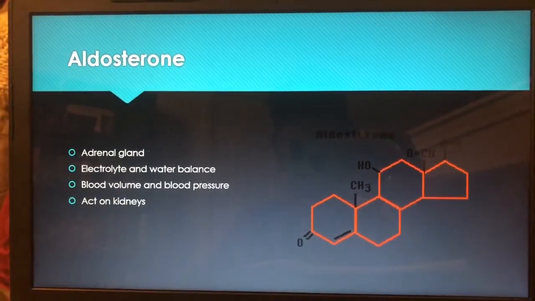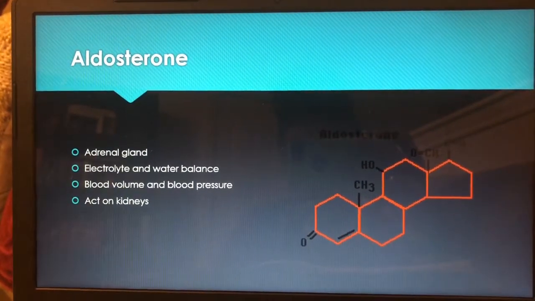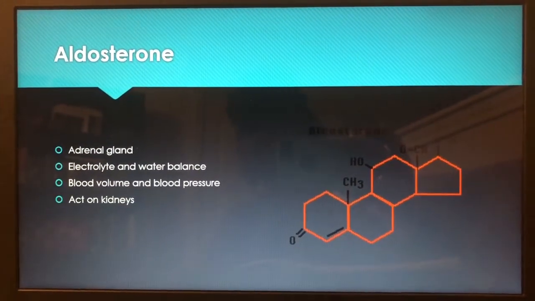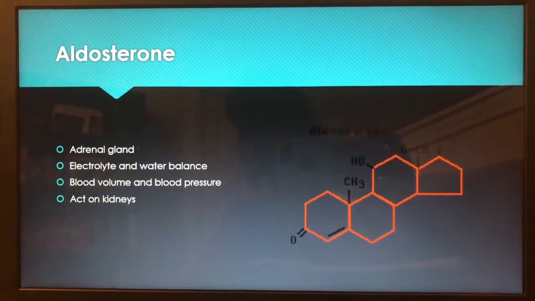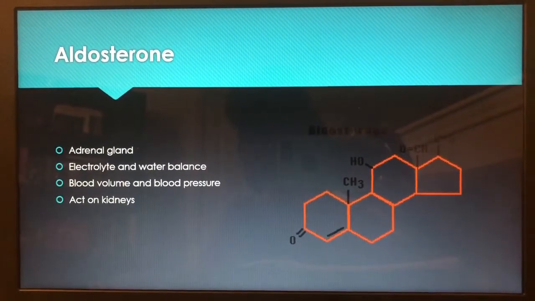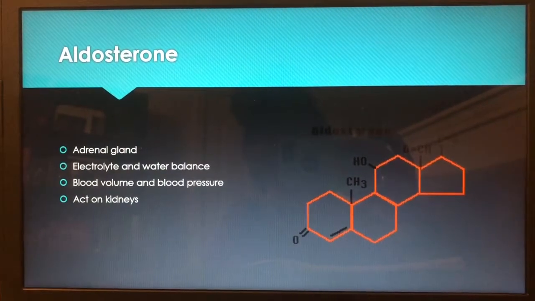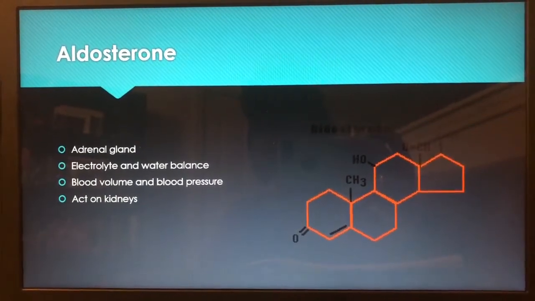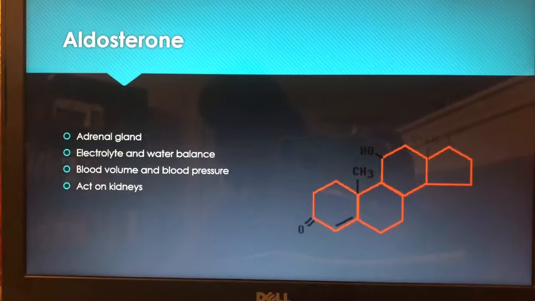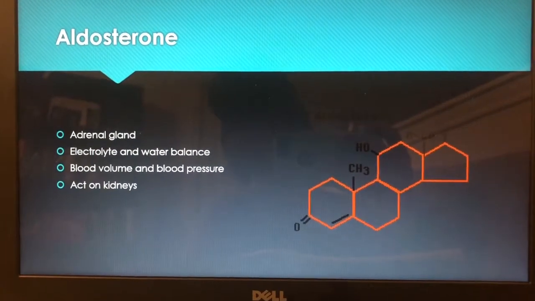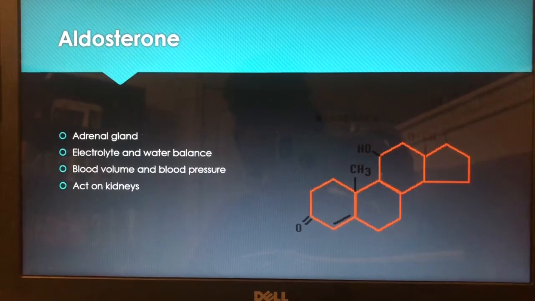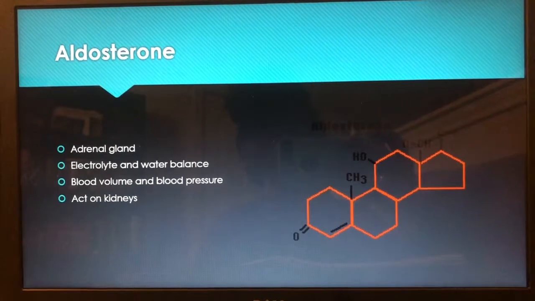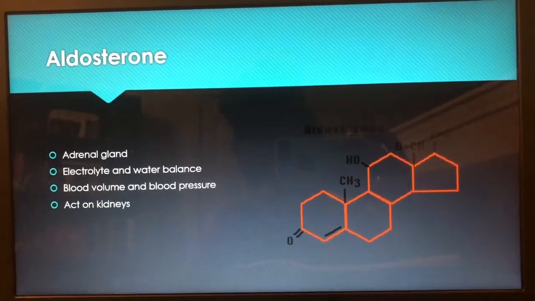It is produced and released by the adrenal cortex of the adrenal gland. The adrenal gland is triangular and contains the adrenal cortex. It has three layers: the outermost layer, the zona glomerulosa, the zona fasciculata, and the zona reticularis, which is the innermost layer.